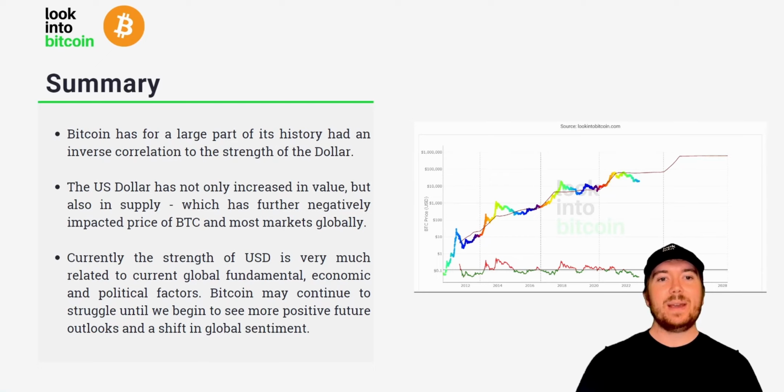So just to summarize, Bitcoin for almost all of its price history has had an inverse correlation to the strength of the US dollar. And due to the current strength of the US dollar, we can see this is very much driving Bitcoin's price to the downside substantially. We can also see that the US dollar has not only increased in value or strength, but has also increased in supply, which has further negatively impacted the price of BTC and most global markets. One thing to note is that currently the strength of the US dollar is very much related to the global fundamental economic and political factors. Bitcoin may continue to struggle until we finally begin to see some more positive future outlooks and a shift in global sentiment.